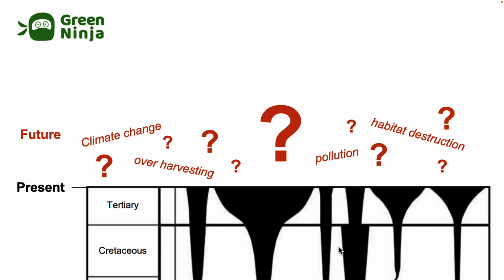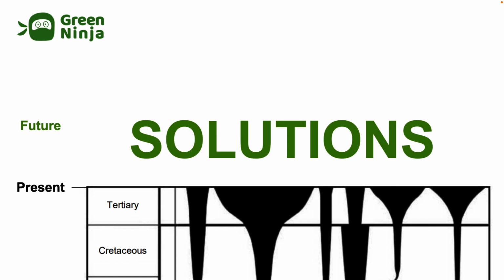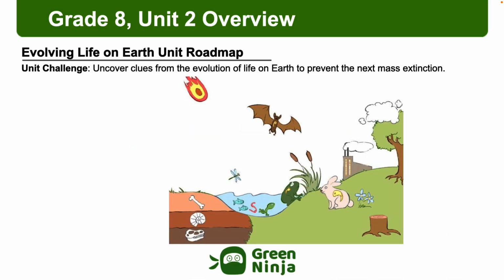We learned about 5 mass extinctions in the past, and the threat of a human-caused 6th mass extinction is worrisome. But we end the unit with students proposing solutions that can help us avoid some of those impacts. Let's go ahead and see how this unfolds chapter by chapter.